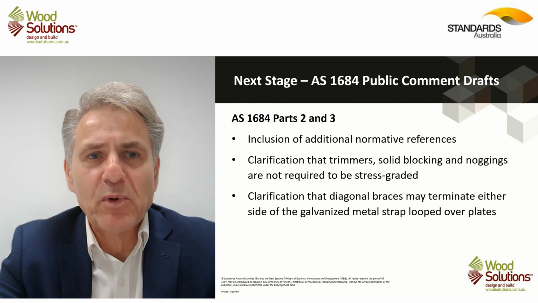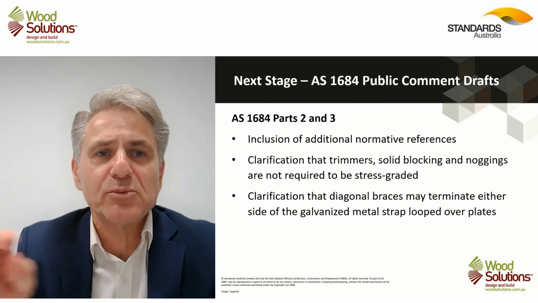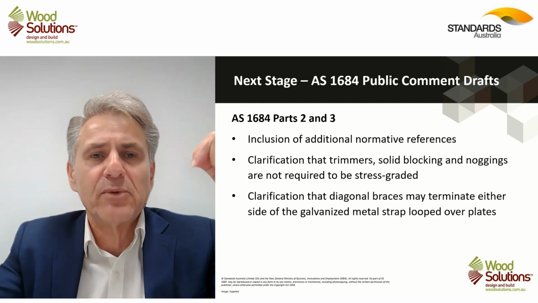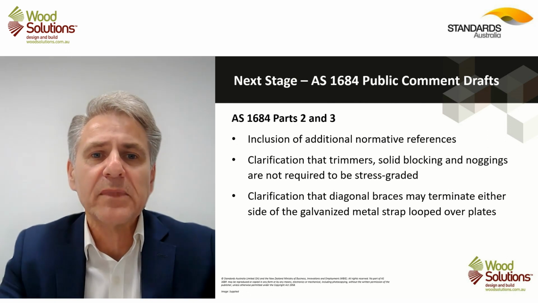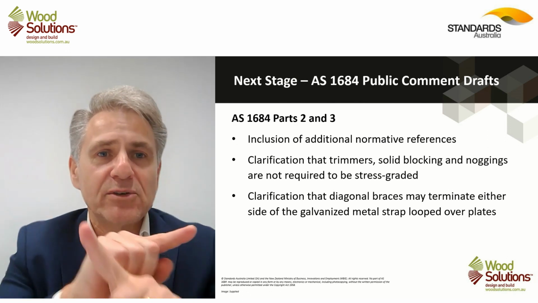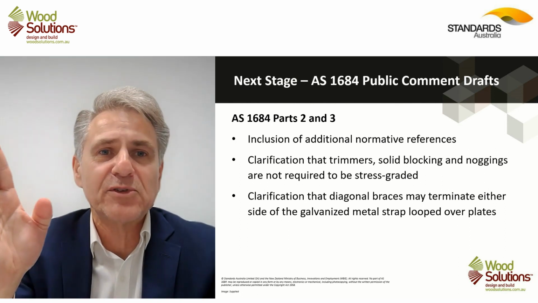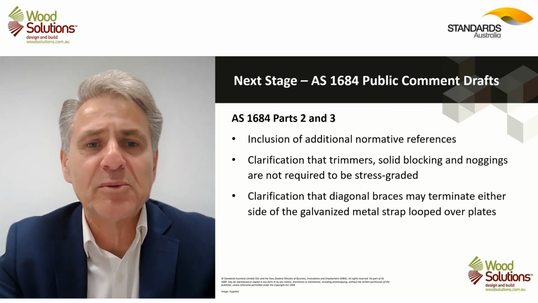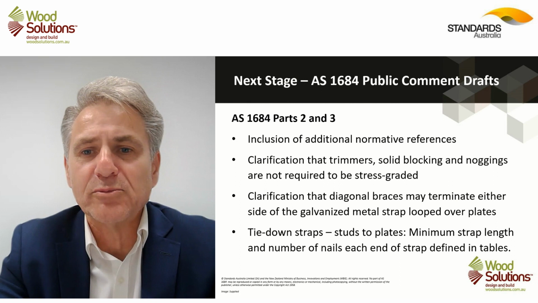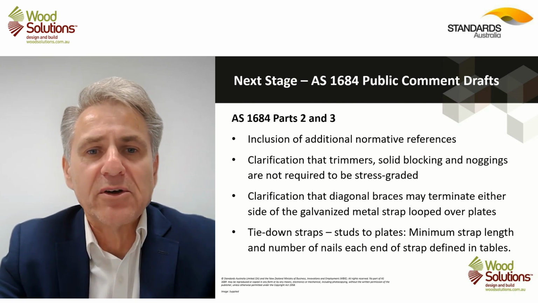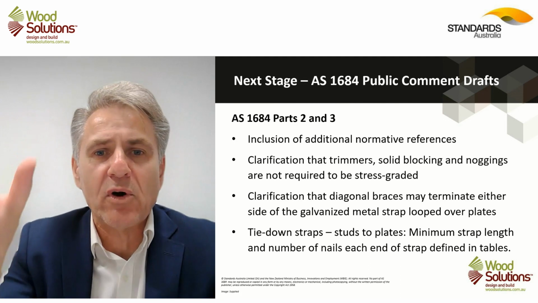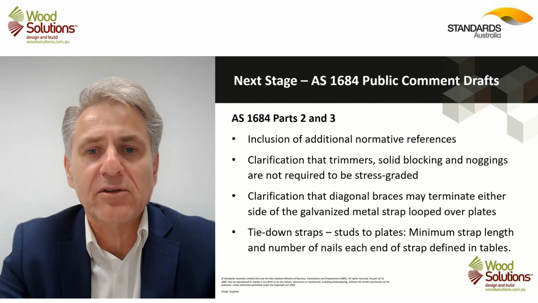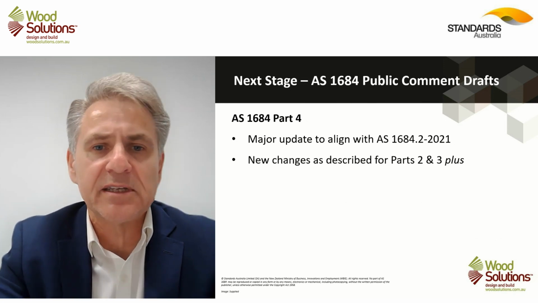Also, a key thing was where we've got diagonal braces, there are some details with cross bracing elements, metal cross braces, where we use loop straps around the plates down to the studs, top and bottom. Questions were raised about termination of the diagonal braces. Do they need to stop to the left side of the strap or to the right side? It's now being clarified that it can terminate either side of those metal loop straps. And there are also some details about the minimum lengths required on those straps, and they'll be defined in the table as to what the length of those straps are and the number of nails at each of those ends.